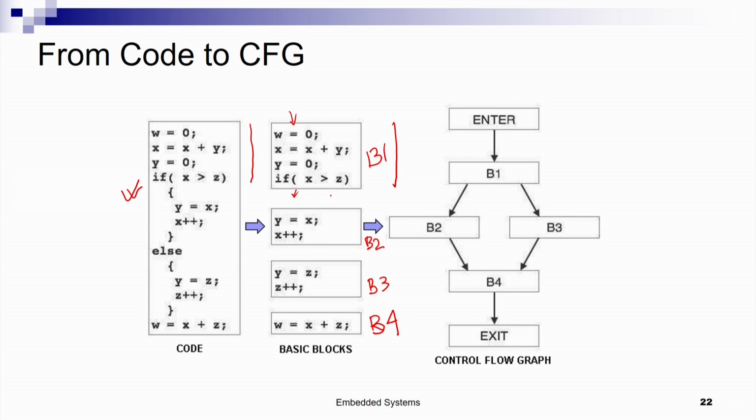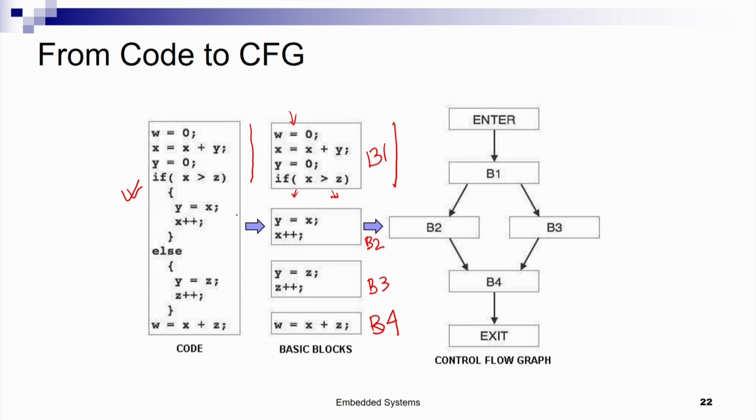Now, after that the control breaks. So, we do not have a straight line piece of code anymore, and we have 2 exit points out of this basic block. Why? When the if condition is true and the other when the if condition is false.